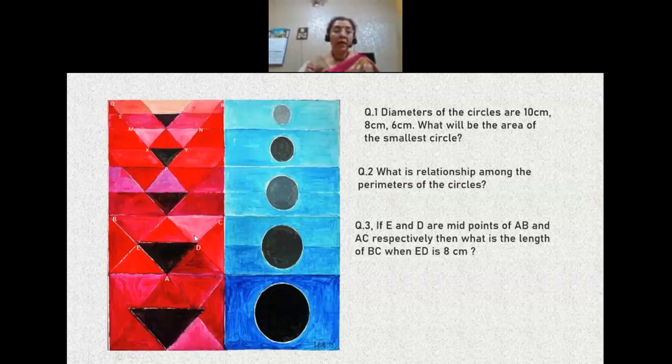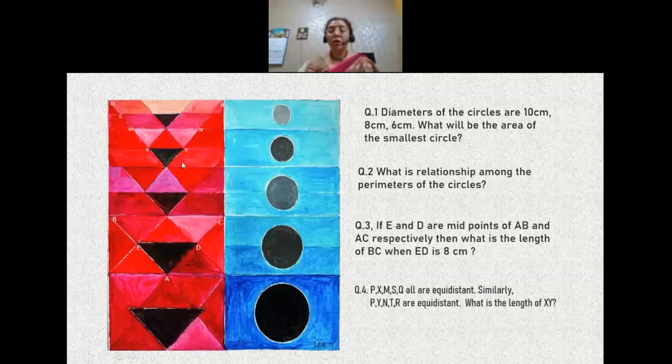X, M, S, or are equidistant here. What is the length of XY? Either you can use the intercept theorem or the midpoint theorem twice. Who told you the subject cannot be made interesting by the project method in class 9 or 10?